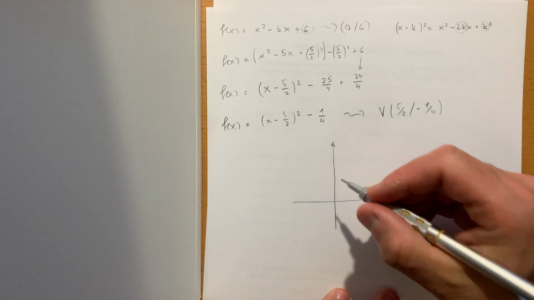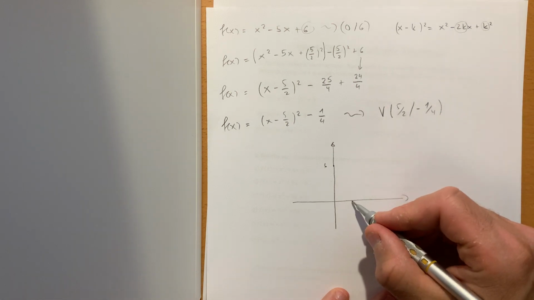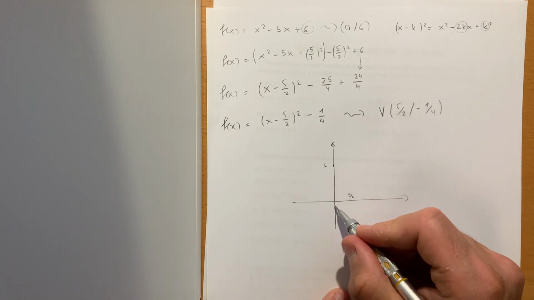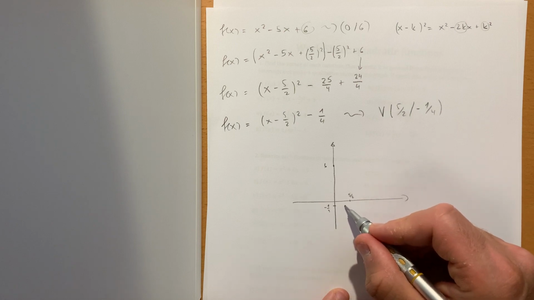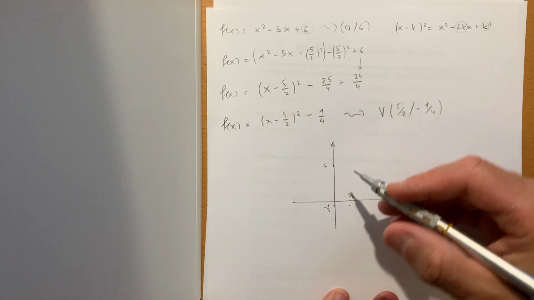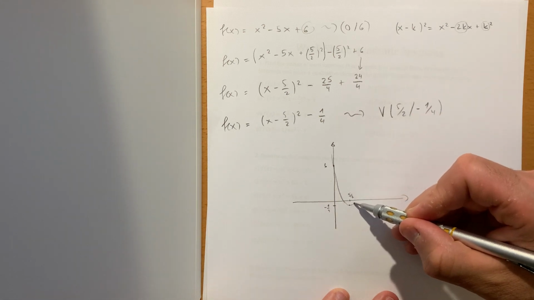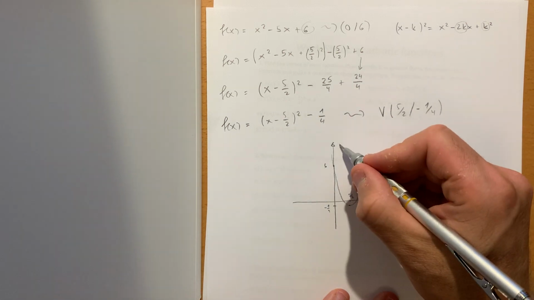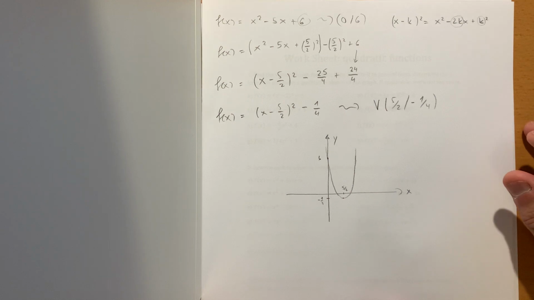We know that it's going to go through 6, so let's just say this is 6. Let's say this is 5 halves here somewhere, and then this is minus a quarter. So this will be the vertex. Now, let's draw the graph. Clearly, this is not an accurate drawing, but it gives us a good idea about how the graph looks.